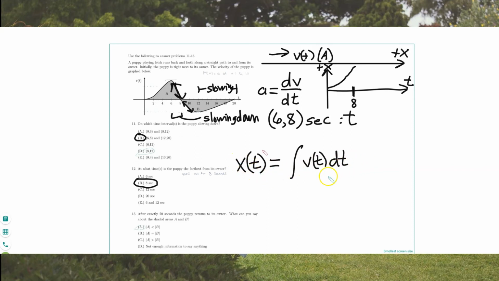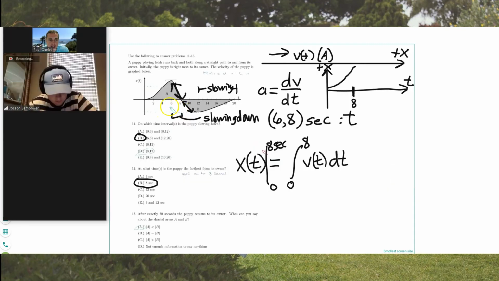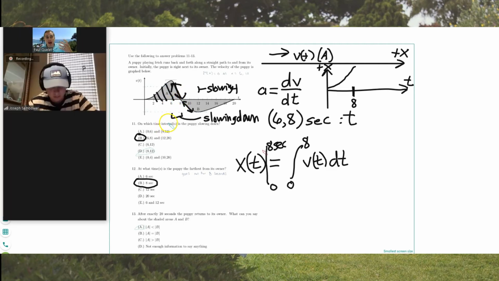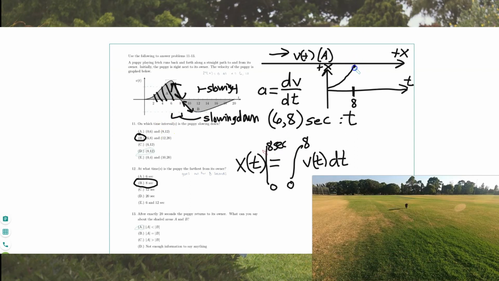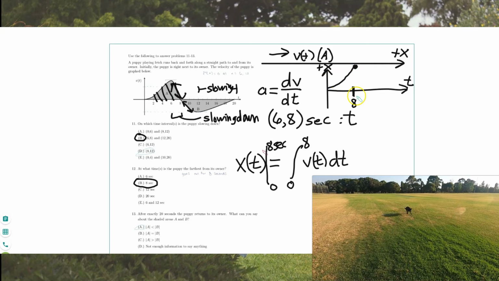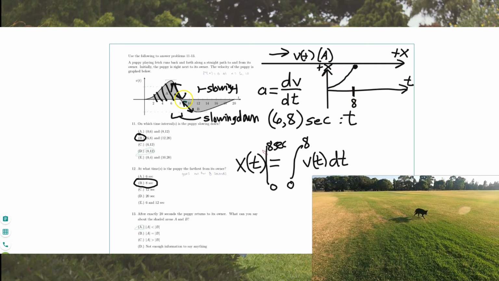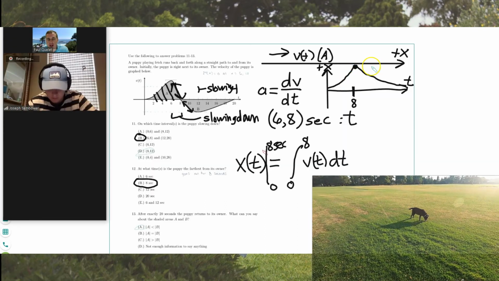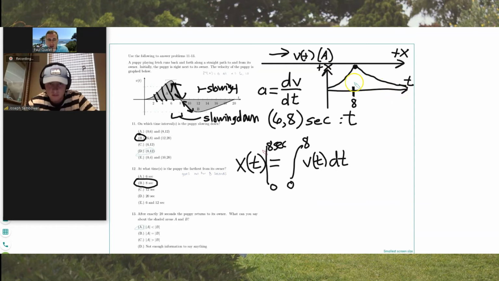Suppose you wanted to know how much the position changed from 0 to 8 seconds. You would take the definite integral from 0 to 8 seconds. And notice that's all going to be positive area. Do you see what I mean by positive area? It's above that time axis. So since it's above the time axis, it achieves its maximum x position at 8 seconds. But then after that, it starts moving back towards the owner, right? So this is obviously not some perfect x versus t graph, but you get the idea.